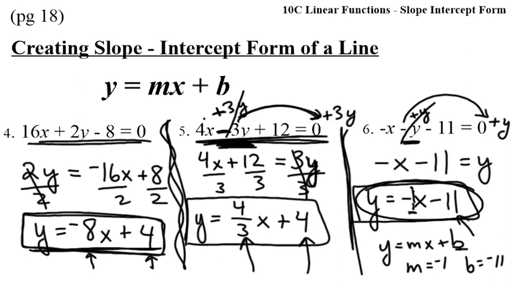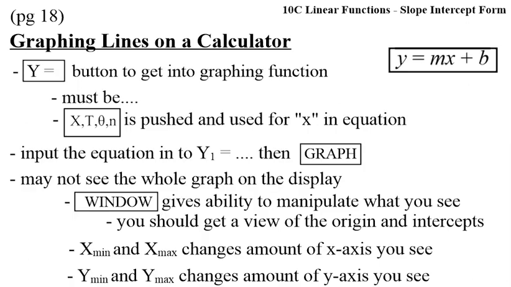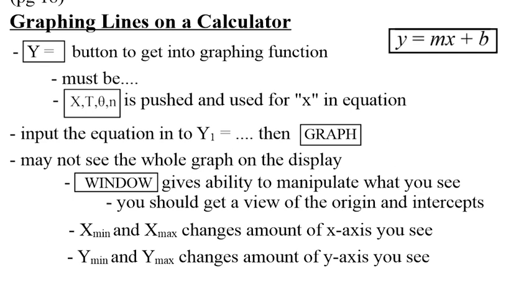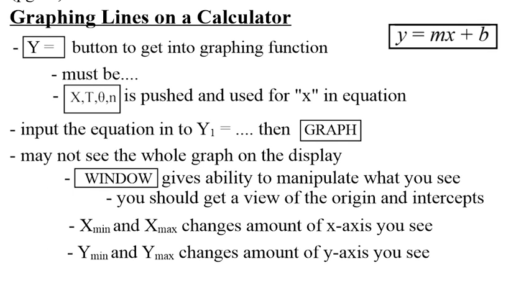Isolating y gives us the slope-intercept form, which is going to be more usable. You'll be doing a lot of this manipulating in the next few lessons. All right. Now that we know how to isolate it, we're going to graph lines on our calculator. So graphing lines on the calculator, very step by step.